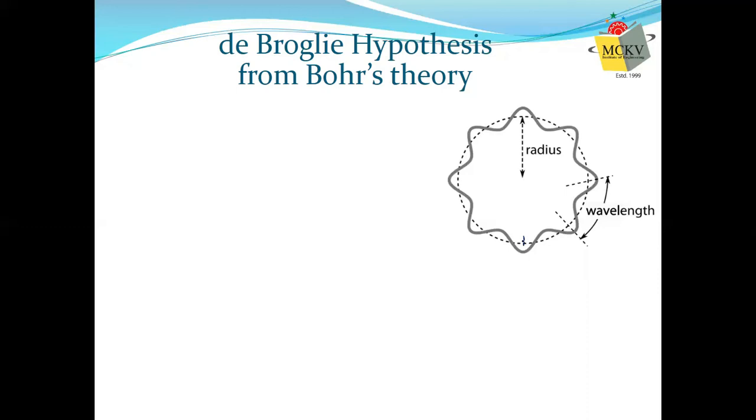That means if the crest of the wave appears at that point, then it would always be the crest after each revolution. So after each revolution, it is the crest that should be here. Otherwise, the wave and the particle cannot be associated with each other. To provide this consistency, the orbit must accommodate an integral number of waves associated with that electron.